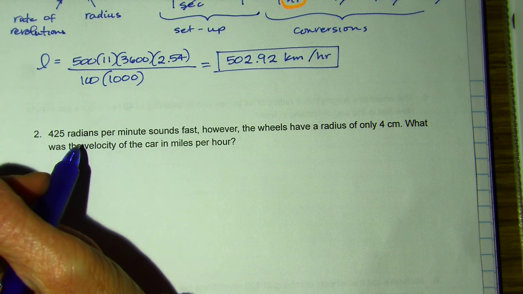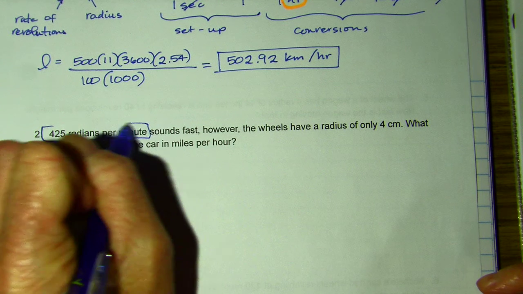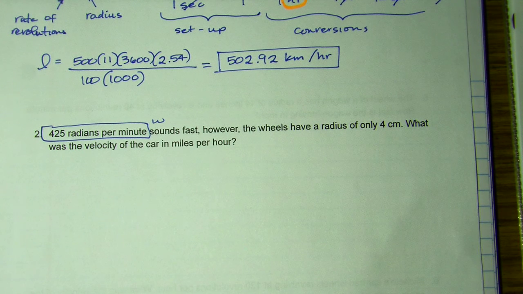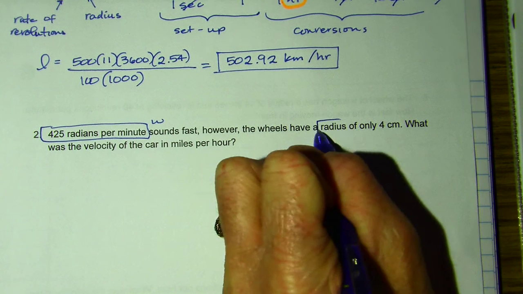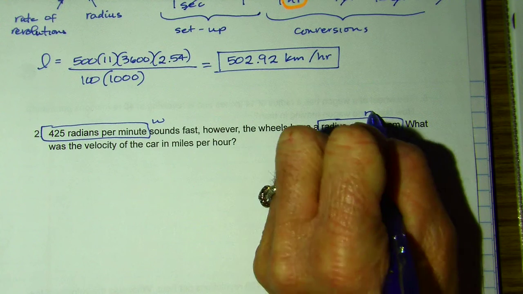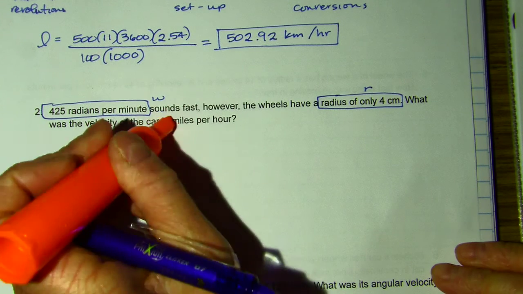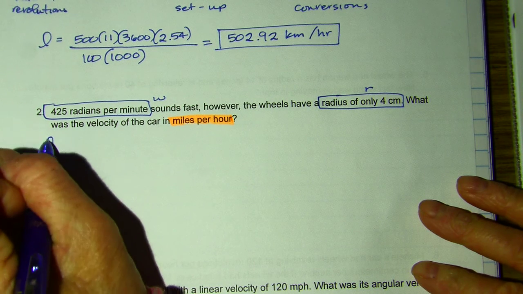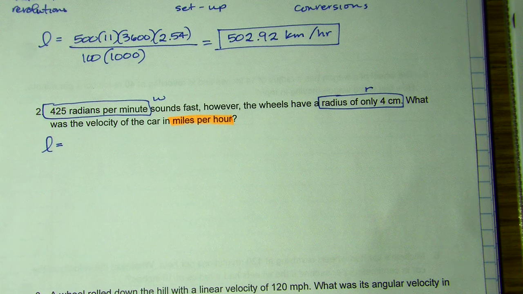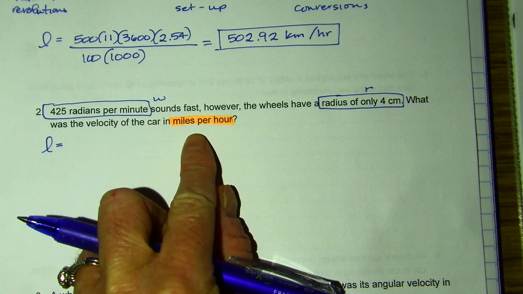425 radians per minute. Okay, that's W. That's how fast your wheels are turning. However, the wheels only have a radius, here's your radius, of 4 centimeters. So here's R. What was the velocity in miles per hour? So that is the conversion they would like to take place. So linear velocity, they want to know how far we're moving forward, and I know that because miles per hour is how fast your car is moving forward.